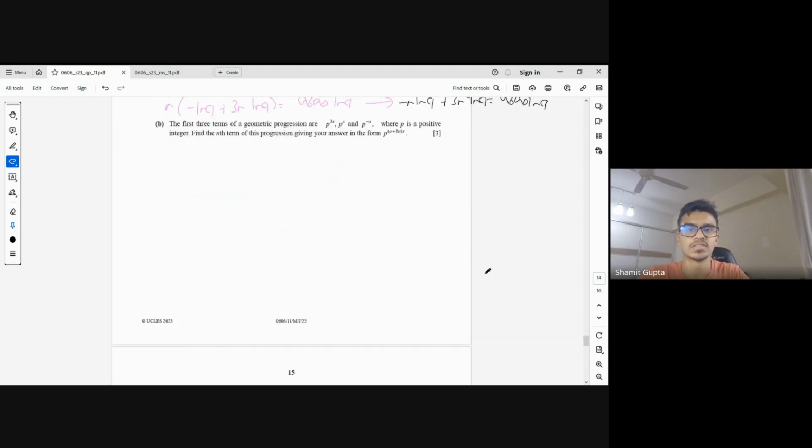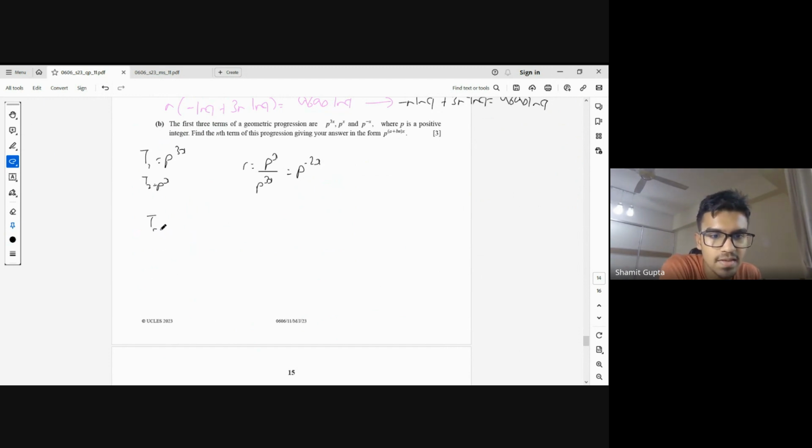Okay, GG. The first three terms of a geometric progression are p power 3x, p power x, and p power negative x. Okay, immediately I can say the common ratio is p power negative 2x. Where p is a positive integer, find the nth term of this progression. Easy. Okay. T1 is equal to p power 3x and T2 is equal to p power x. R is equal to p power x over p power 3x, which is equal to p power negative 2x. Or you could have done p power negative x over p power x, which would have been p power negative 2x also. You can divide the second term by the first term or the third term by the second term, okay? So r is equal to p power negative 2x.